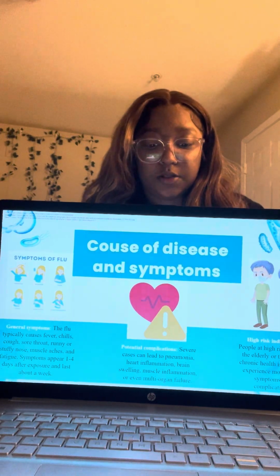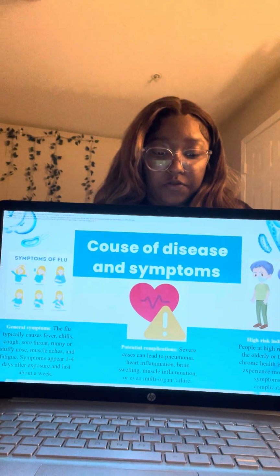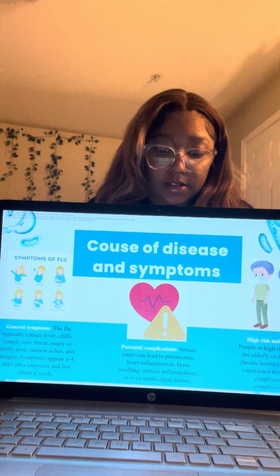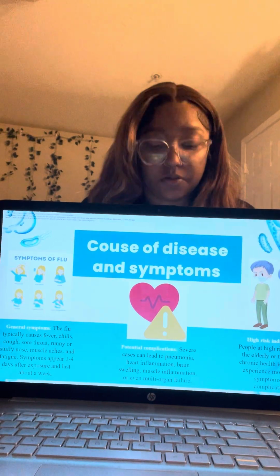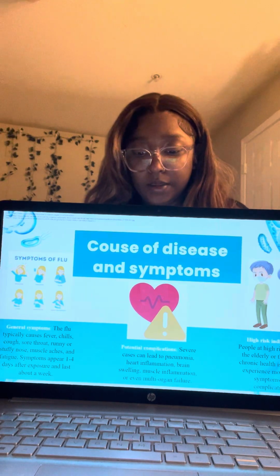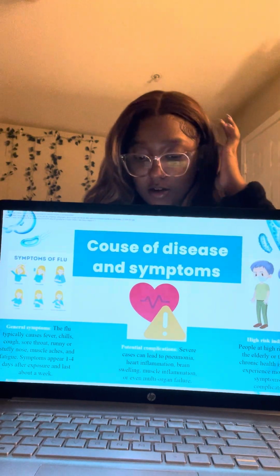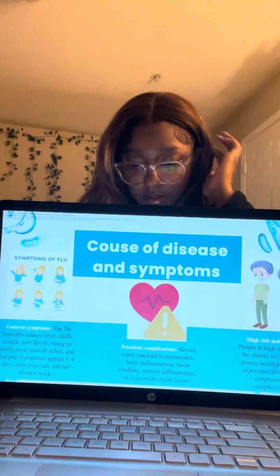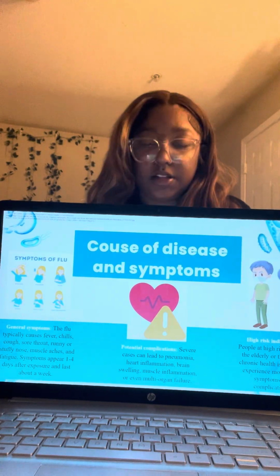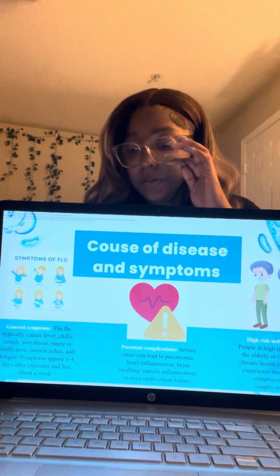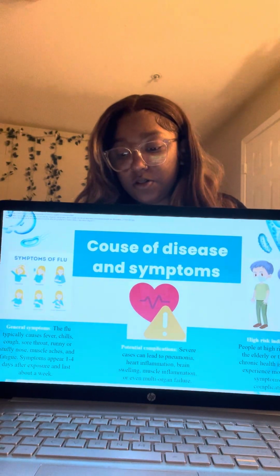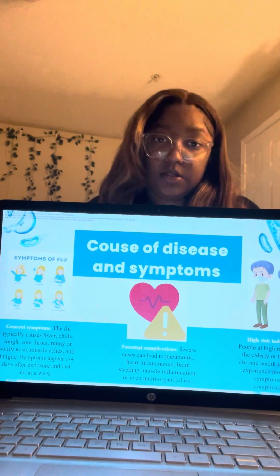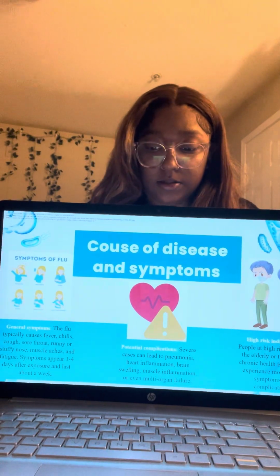Cause of disease and symptoms. General symptoms include fever, chills, cough, sore throat, runny nose, muscle aches, and fatigue. Symptoms usually appear 1 to 4 days after exposure and last about a week. Potential complications: severe cases can lead to pneumonia, heart inflammation, brain swelling, muscle inflammation, or even multi-organ failure. High-risk individuals, such as the elderly with chronic health issues, may experience more severe symptoms and complications.